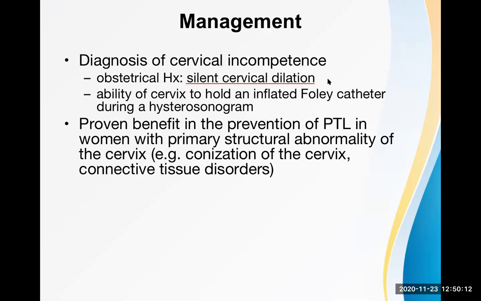So never forget this. This is a very, very important question your teacher can ask you. In the second trimester, one of the commonest causes of abortion, of course before 20 weeks, is cervical incompetence. So that is the clue we get from the obstetrical history taking. Ability of the cervix to hold an inflated Foley catheter during a hysterosonogram is another evidence of cervical incompetence.